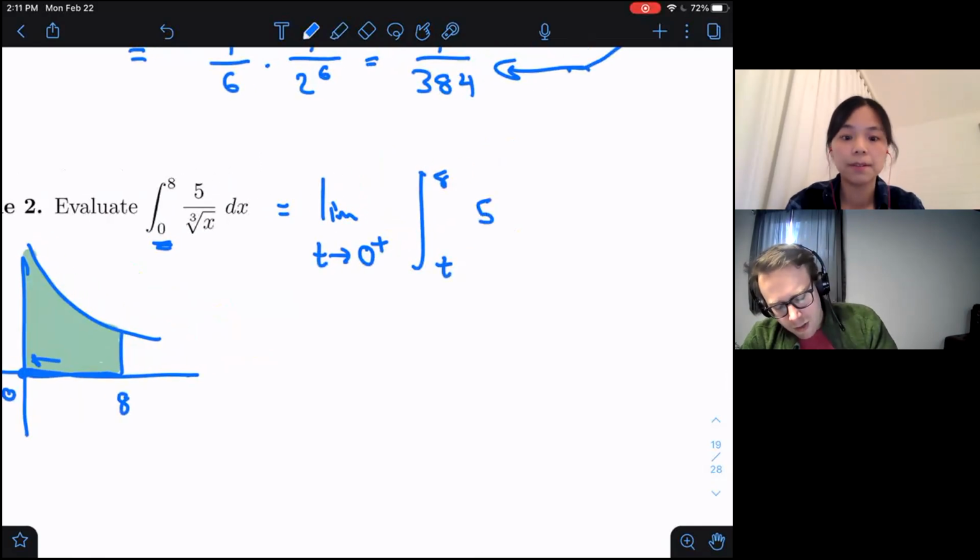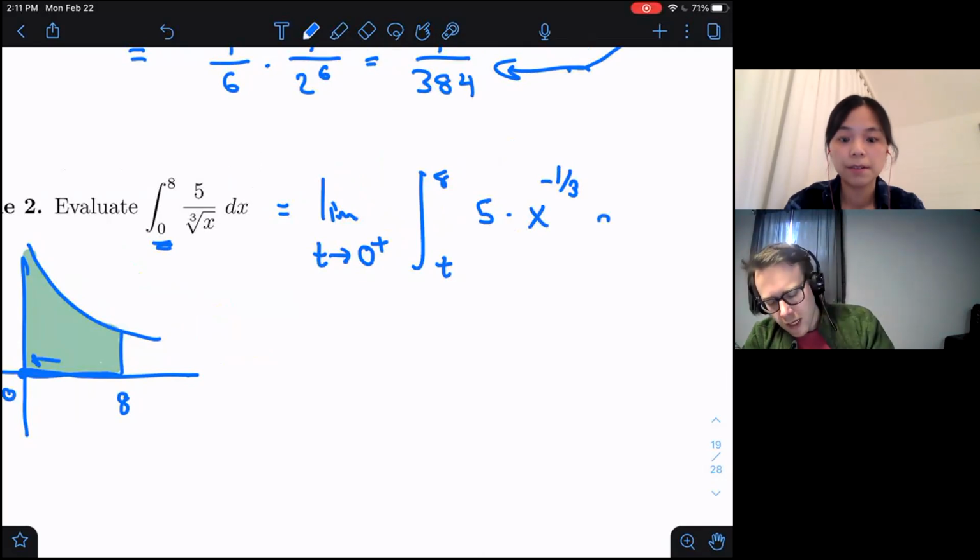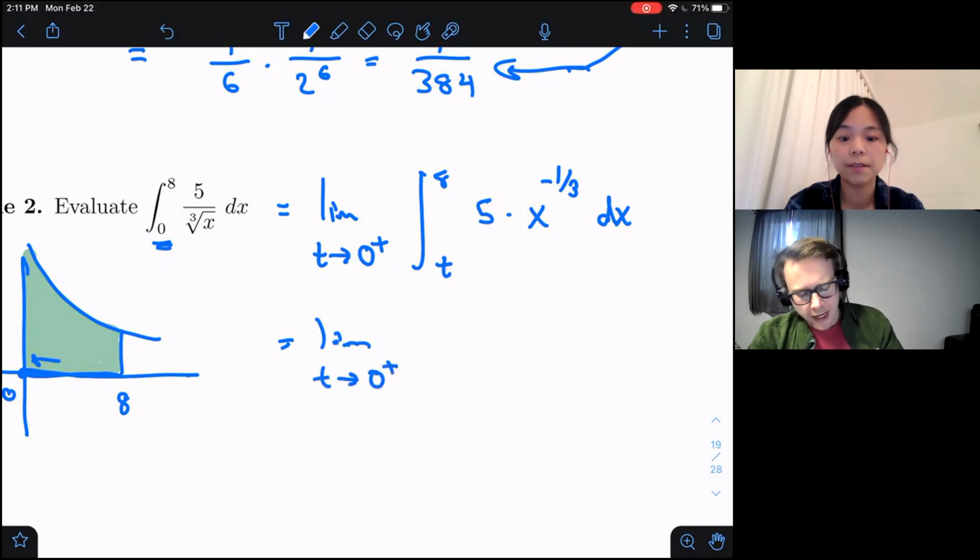And I'm going to go ahead and do a bit of a rewrite. I'm going to write this as 5 times x raised to the negative 1/3 power. So again, the cube root, that's why there's the 1/3. And because it was in the denominator, that's why the negative exponent. And we're integrating this with respect to x. So let's go ahead and evaluate the integral here.